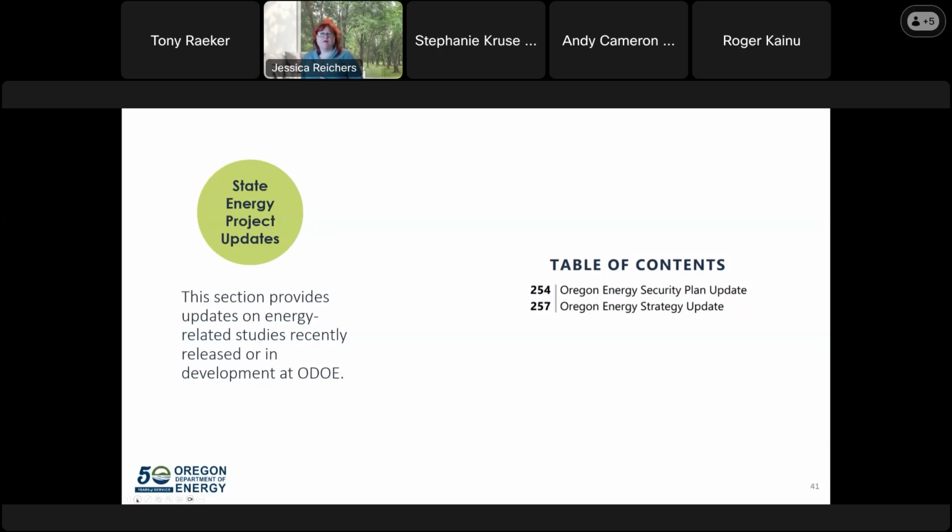Both the energy security plan and the energy strategy will be used to inform energy policy development and energy planning and investments, and will be used to identify opportunities to further Oregon's energy policies. And I don't think it's a bridge too far to say that you should expect to see the policy brief section back in our 2026 version of this report.